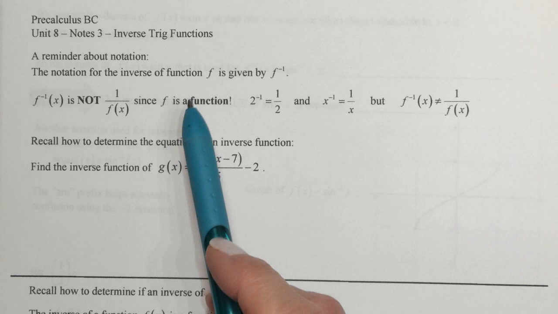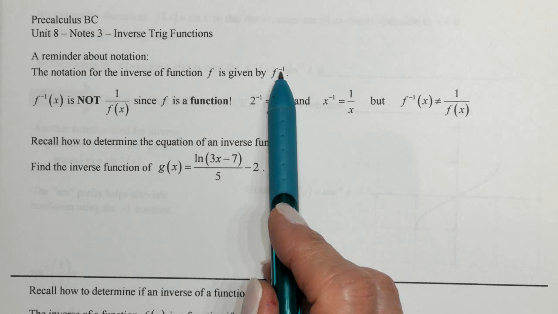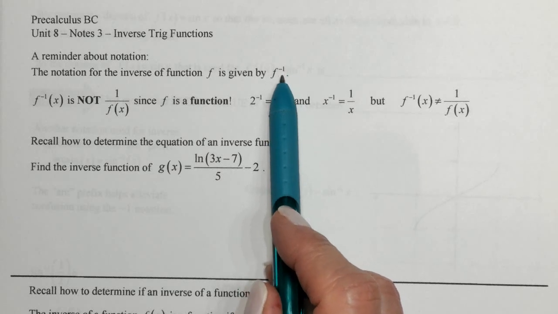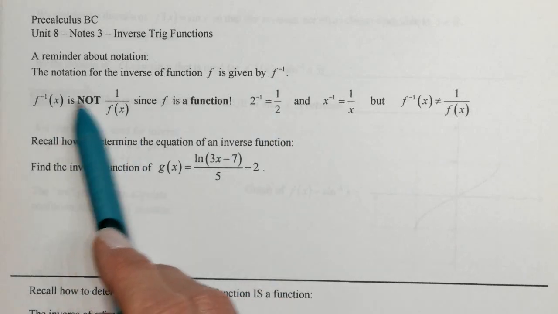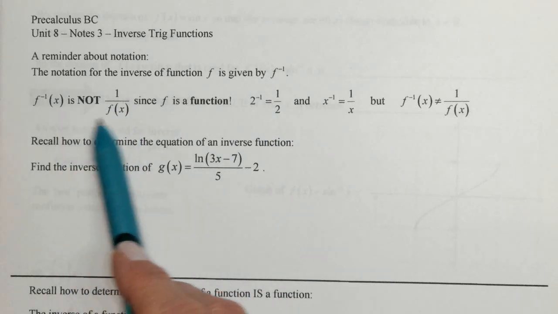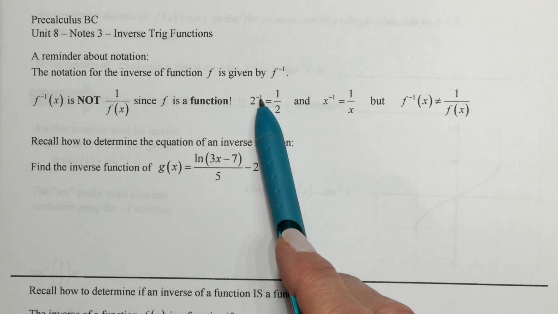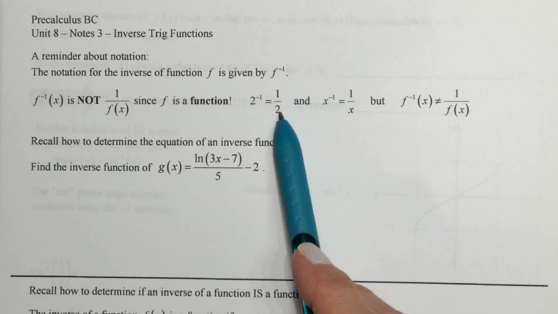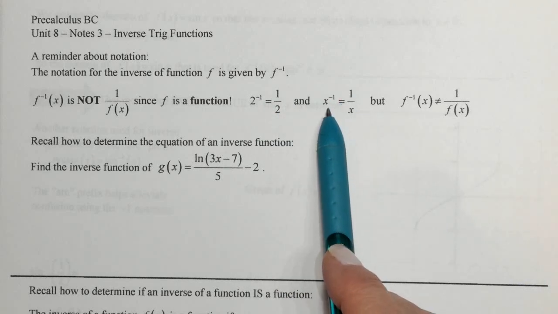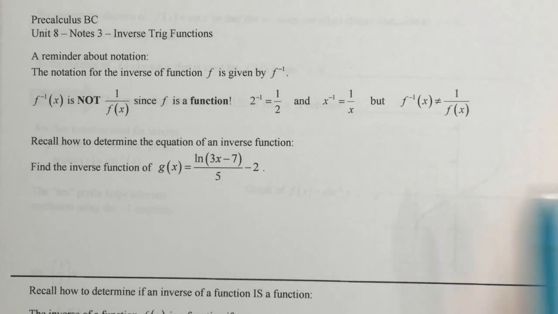The notation that is generally used for inverse functions looks like an exponent of -1. But remember that if that notation is on a function, it does not mean reciprocal. This is not 1 over f of x. The difference is because f is a function. If this notation is on a number or on a variable, it certainly does mean the reciprocal of that thing, whatever that is, but not if it's a function. All right? So, notation.